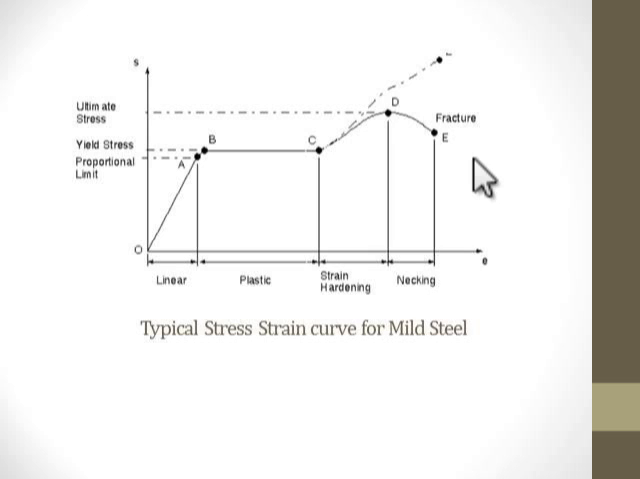As I said, necking is localized, as it is mentioned in the part DE. Once the ultimate stress is achieved, there is a localized reduction in the area called necking. Necking begins, and elongation continues with diminishing load until the specimen breaks. Okay, so this was the steel stress strain curve for the mild steel.